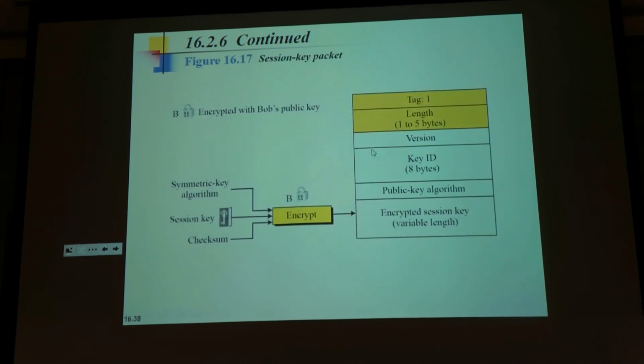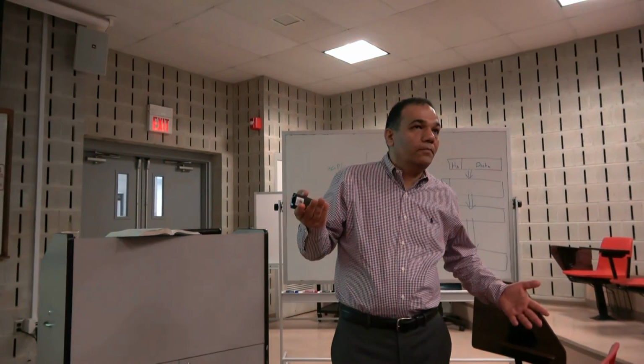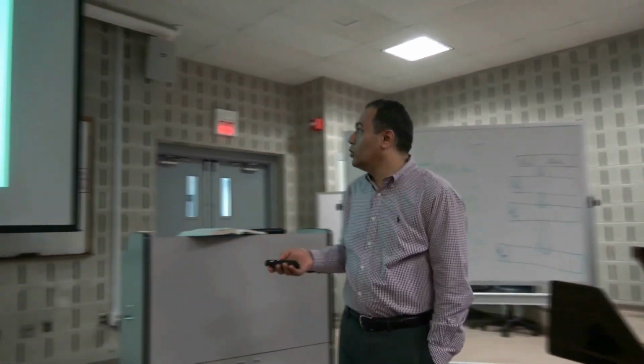Session key packets. So tag 1, the length, the version, the key packet, key algorithm, and then the symmetric key algorithm, the session key, the checksum, all of them will be encrypted and sent as an encrypted session key. Public key packet, and these are the different packets you could send with PGP. That's the structure of it. You just have to study it. I cannot help you, you cannot even memorize it. You just have to know how it works.